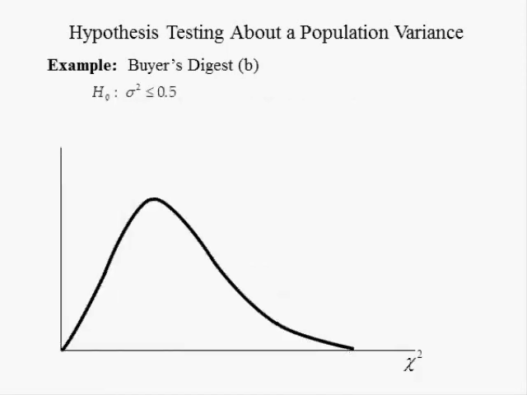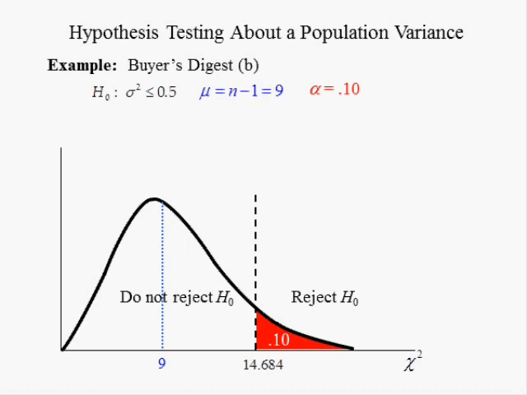Here, the alternative hypothesis, not the null, is that the population variance is greater than 0.5. This means that this is an upper-tailed test. The expected value of chi-square is equal to degrees of freedom. In this problem, the sample size is equal to 10, and since 10 minus 1 is 9, the expected value is 9. The critical value from the chi-square distribution table was 14.684. The probability of being greater than it is 0.10, the significance level, shaded red.